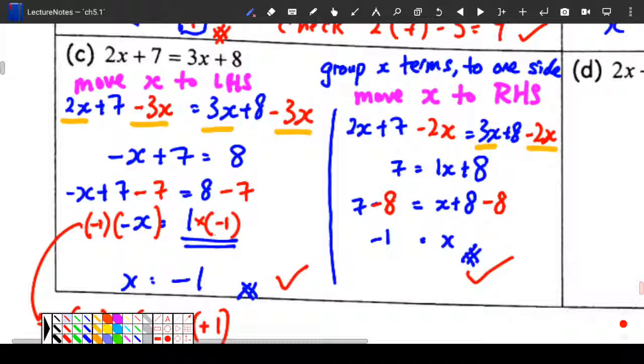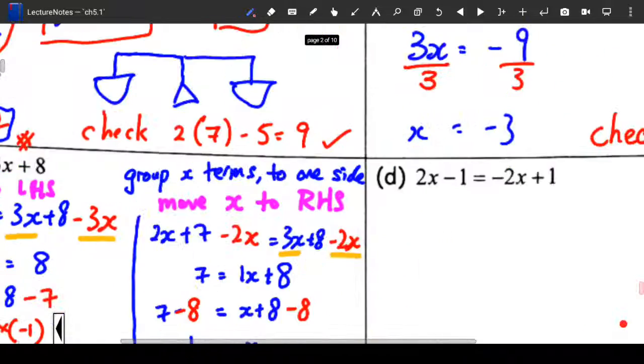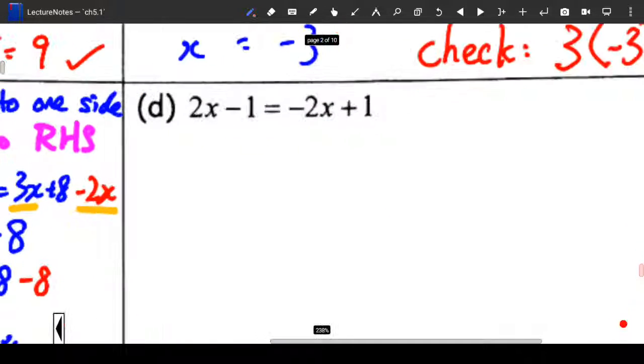Choose this or this. Okay. This is the same. But to make things simpler for you, we try and make x a positive one. So we choose a side to make x a positive one. Now let's try. Can I go on? Okay, I go on to D, then we try.